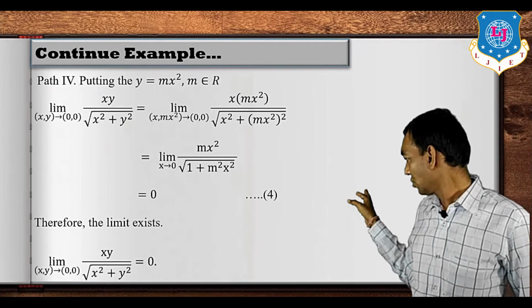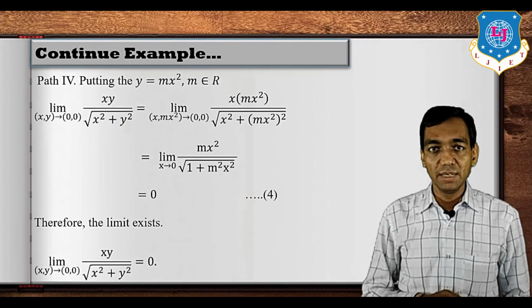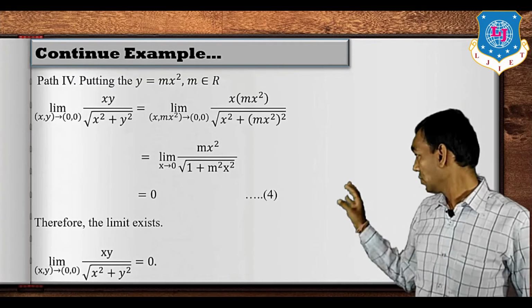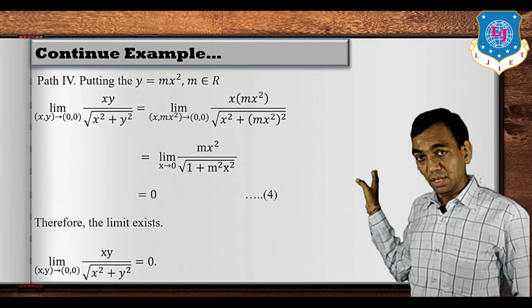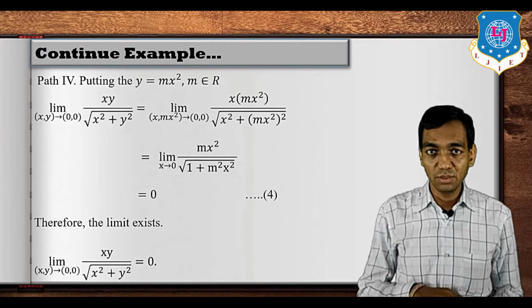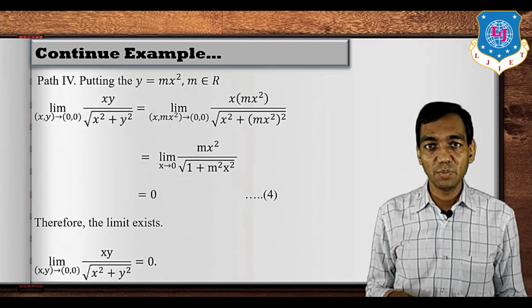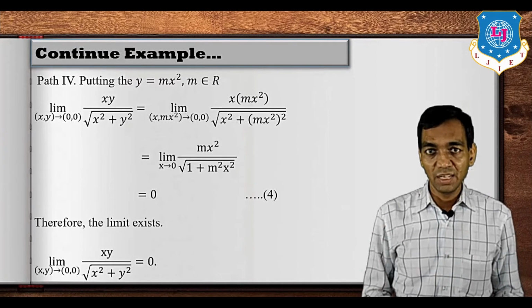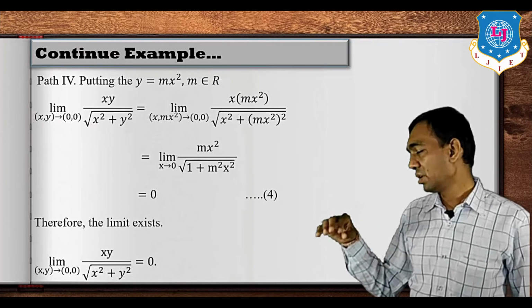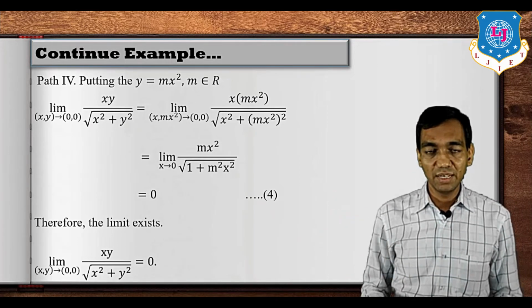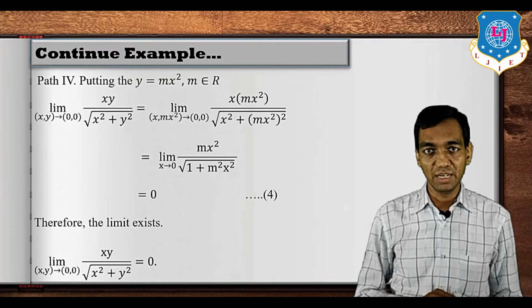So limit as (x, y) tends to (0, 0) of xy divided by under root of x square plus y square is equal to limit as (x, mx square) tends to (0, 0) of x into mx square divided by under root of x square plus mx square the whole square. Again, take x square common from the denominator and cancel out, and that will give mx square divided by under root of 1 plus m square x square.